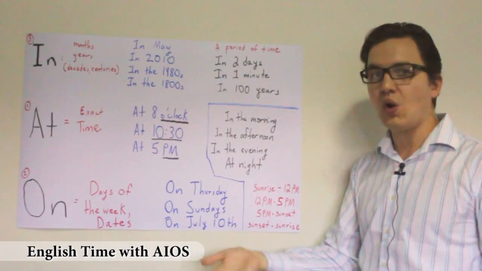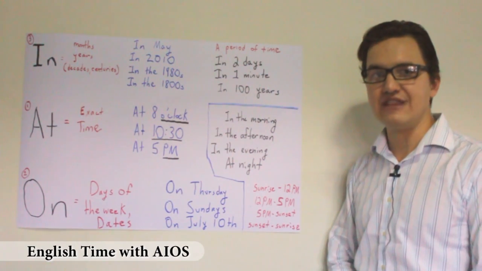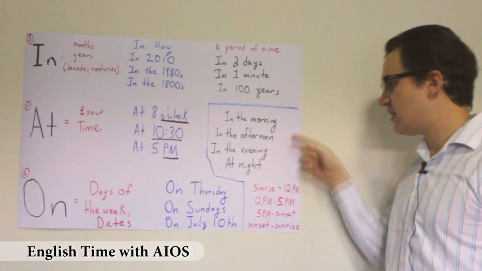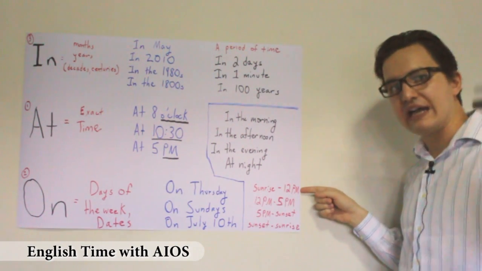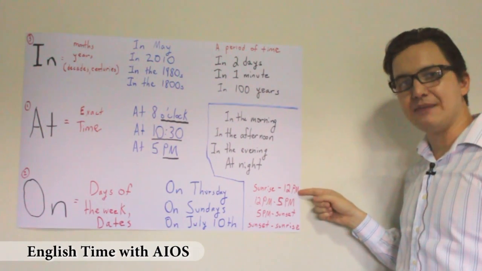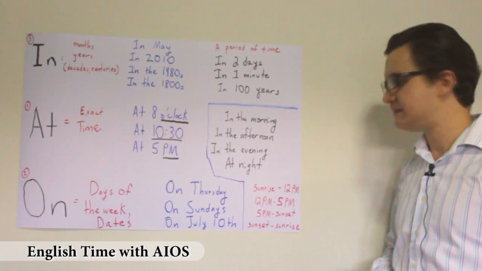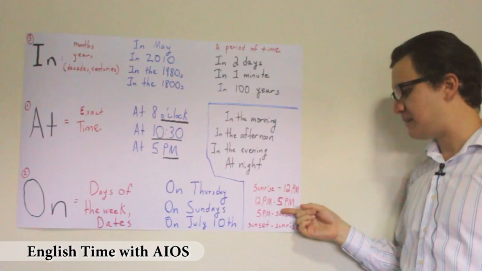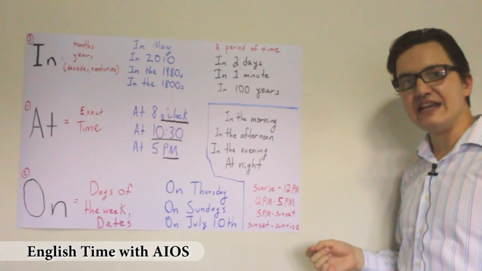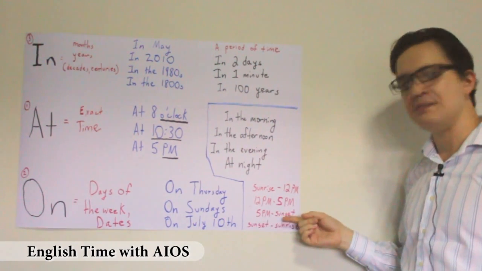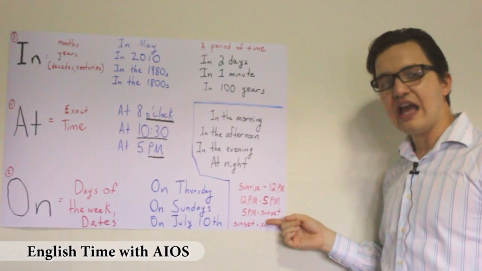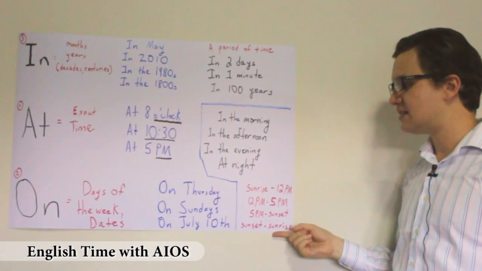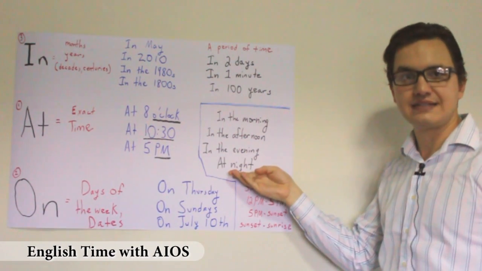You may wonder, what is morning, afternoon, evening, and night? So I wrote it down here for you in the corner. Morning is sunrise to 12 p.m., also called noon. The afternoon is 12 p.m. to 5 p.m. Evening is considered 5 p.m. to sunset. And then when it's dark, sunset to sunrise, we call this night.